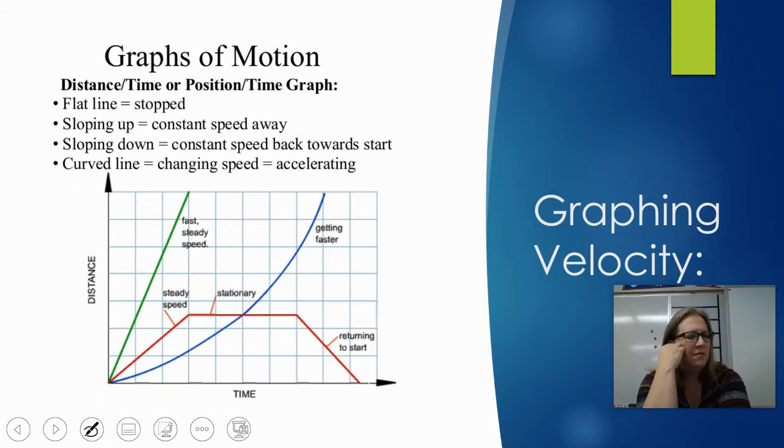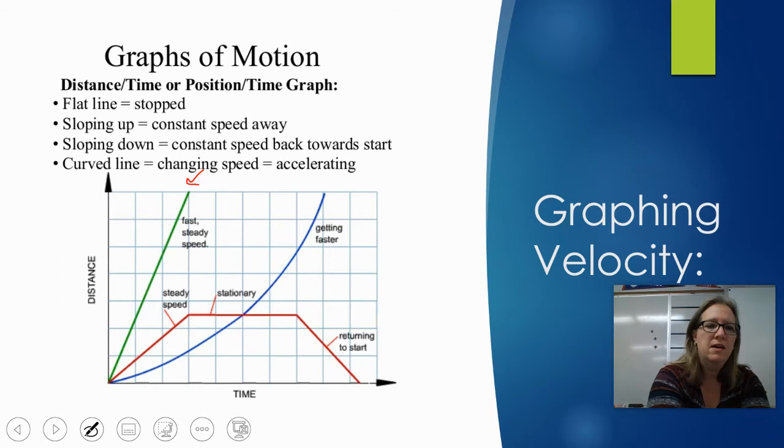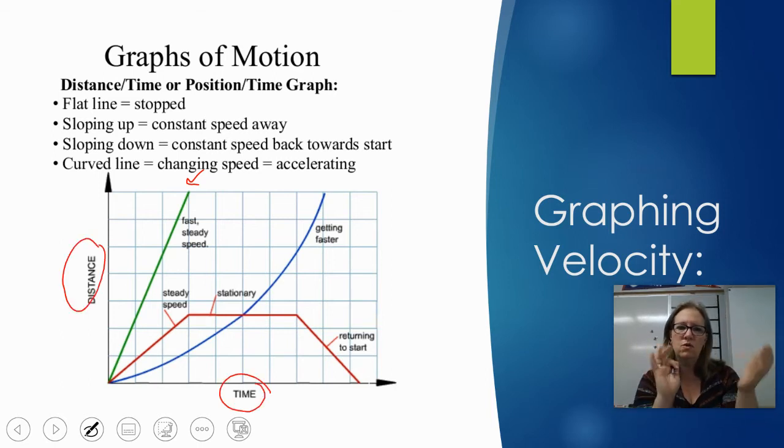Now we've got graphs that can demonstrate some of the different types of motion as well. When I have a nice, straight, consistent line like that, that tells me that the velocity is constant, okay? It's going at a steady pace. And you can see that my time is down here and my distance is here. So those two amounts are still being compared by this, okay?